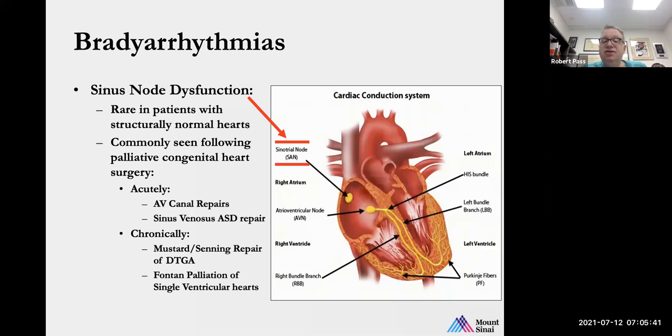And patients who have sinus venosus ASD repairs not uncommonly have sinus node dysfunction, which is not surprising since the baffle of a sinus venosus ASD is high in the right atrium, near the SVC in the superior portion of the atrial septum, which is pretty much exactly where the sinus node lives. So it wouldn't be shocking that these patients would sometimes develop sinus node dysfunction. And then more chronically, when we think about patients who've had a Mustard or Senning repair, old style atrial switch for transposition, and then patients who've had a Fontan. I would say it's very rare that you see Fontan patients beyond the age of 10 or 15 years of age who do not have some element of sinus node dysfunction, even when they have an extracardiac Fontan.